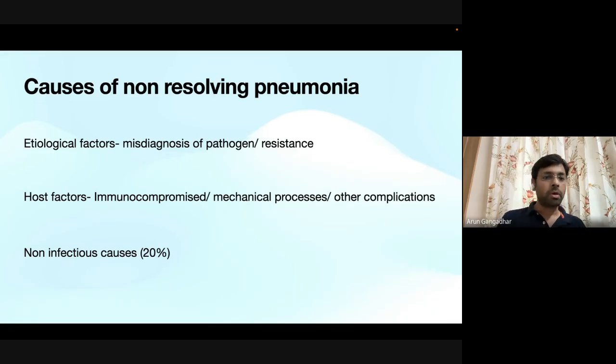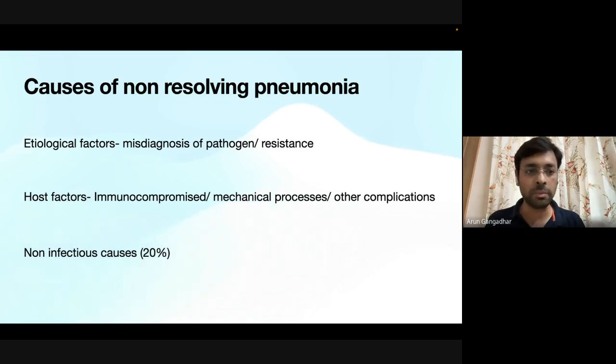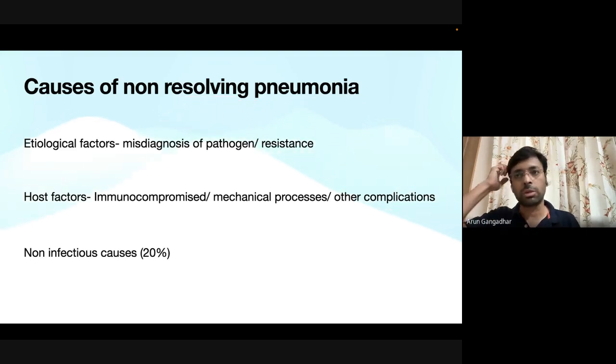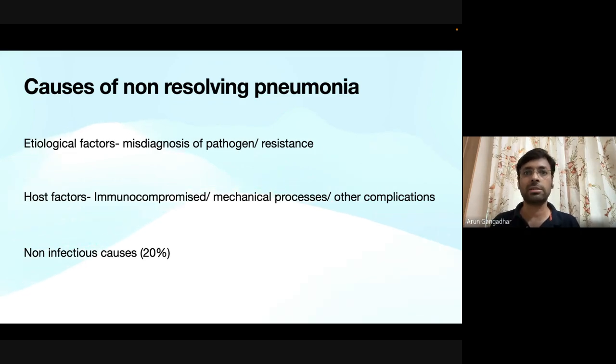So in broad, these are the causes of non-resolving pneumonia, as described in the literature. When it comes to non-resolving pneumonia, there are two main etiologies. One is the infective one, and 20% of them are non-infectious. In infective pneumonia, it often goes unresolved because of misdiagnosis of the pathogen, or because of various resistance patterns of the organism towards a particular antibiotic, whether intrinsic resistance or acquired resistance.